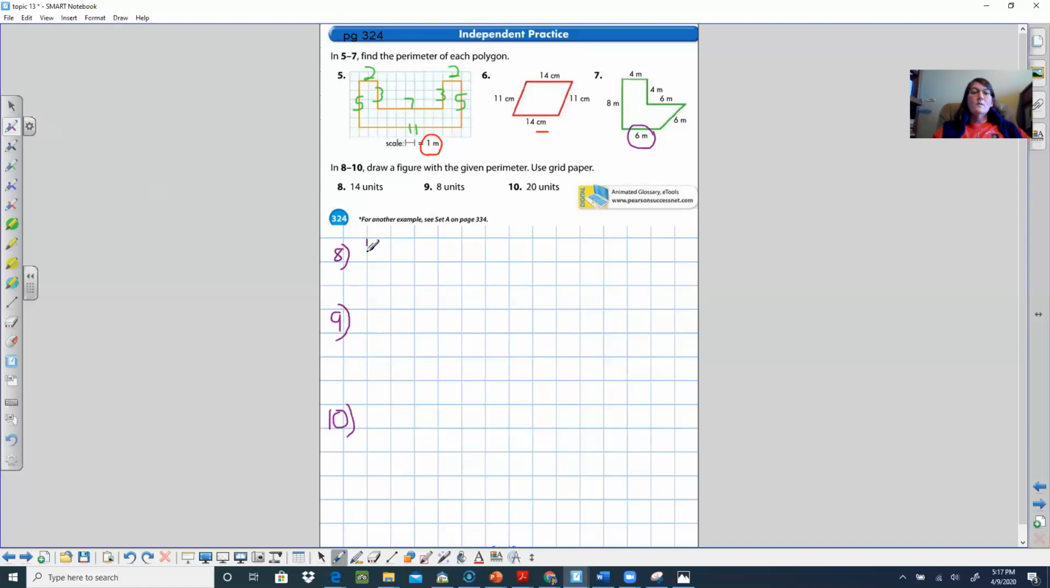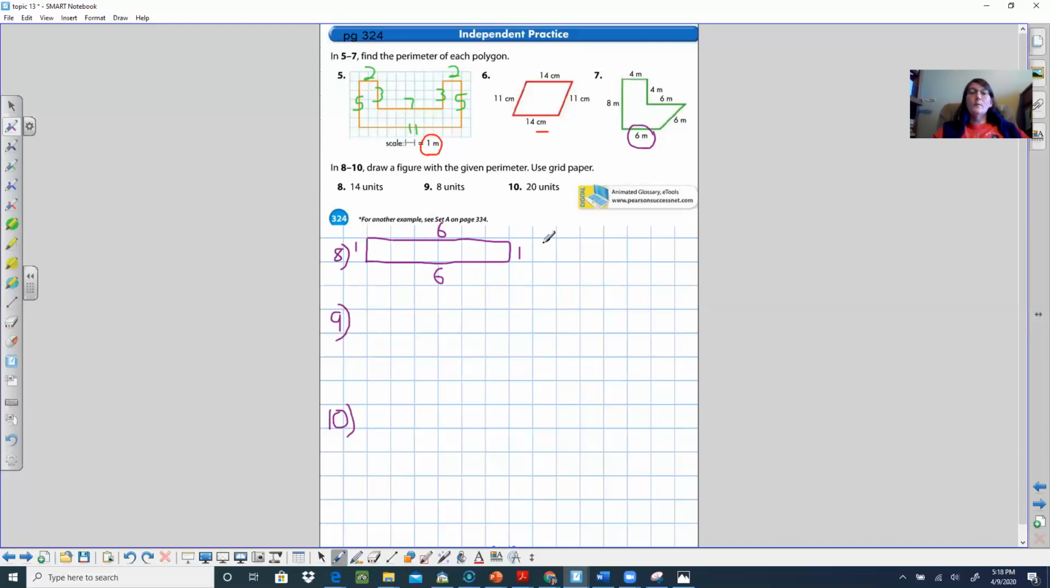So 1 by 6. So here's 2, 4, 6. Hopefully yours is a little neater than mine. That's not the best in the world. And I want to label my sides. So this guy is going to be 1, and this guy, we just said he was 6. So please label your sides. So as we notice, 6 plus 6 is 12, 13, 14.